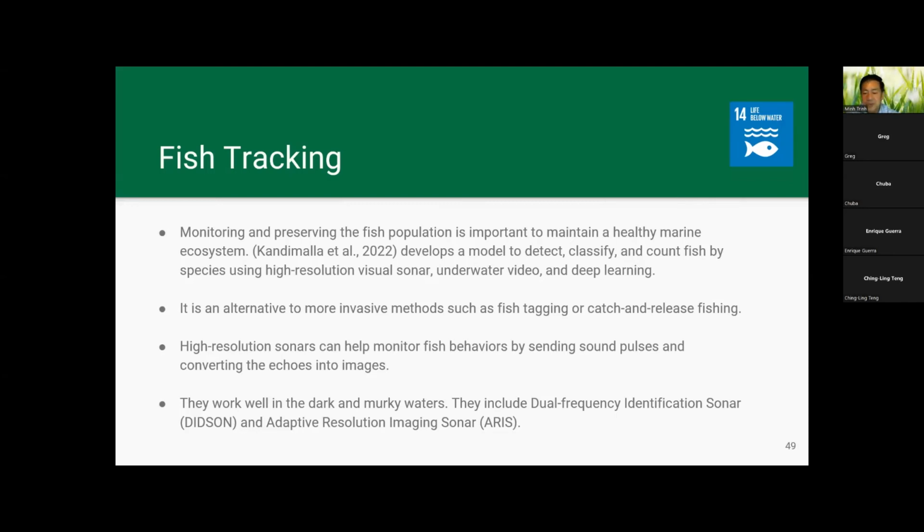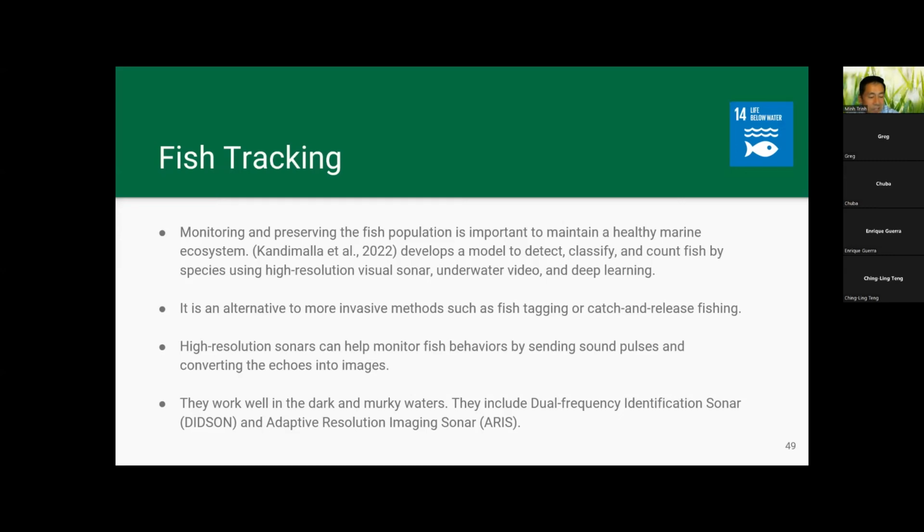So here they developed a model to detect, classify, and count fish by species using high-resolution visual sonar, underwater videos, and deep learning. Right? The old way of doing it is to catch the fish and tag them, or do catch and release, right? That's what people have done, so kudos to them, but it's very labor intensive. And then you have to do some statistics, extrapolate. It's hard to do, and you cannot do it all the time. And some species, you're not allowed to tag them. You're not allowed to catch them either. It's a big problem.